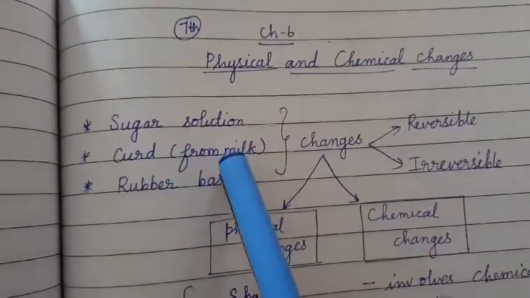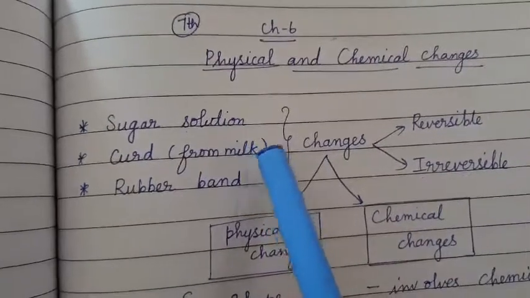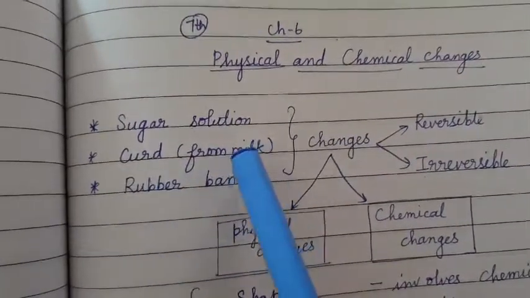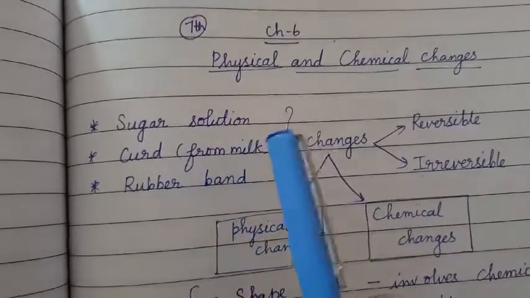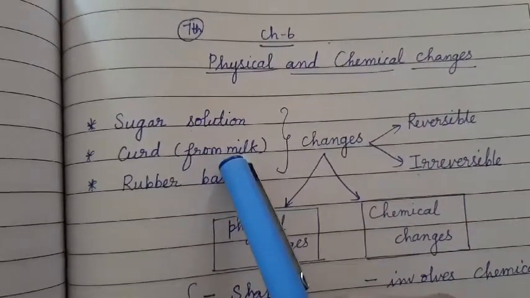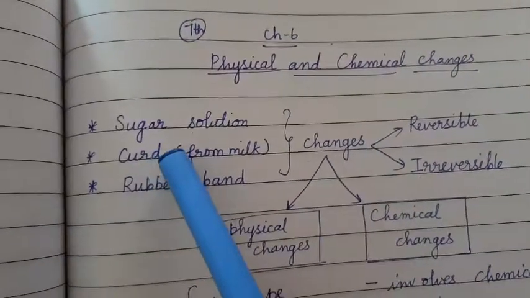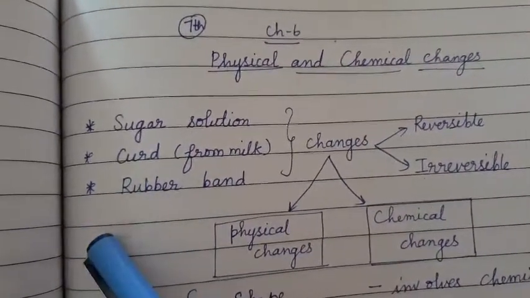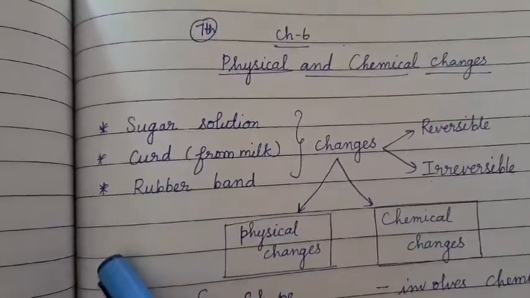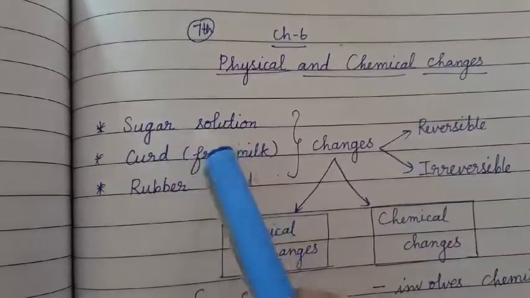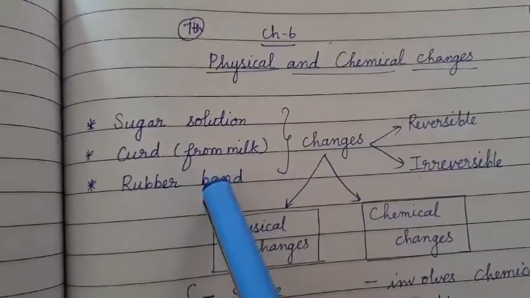Right? Curd from milk. Milk is different, curd is different. How do we obtain curd from milk? Your mother will pour 2 spoons of curd into the milk on the previous night, and the next morning curd will be prepared with the help of lactobacillus. Right? So there again occurs a change in the substances.